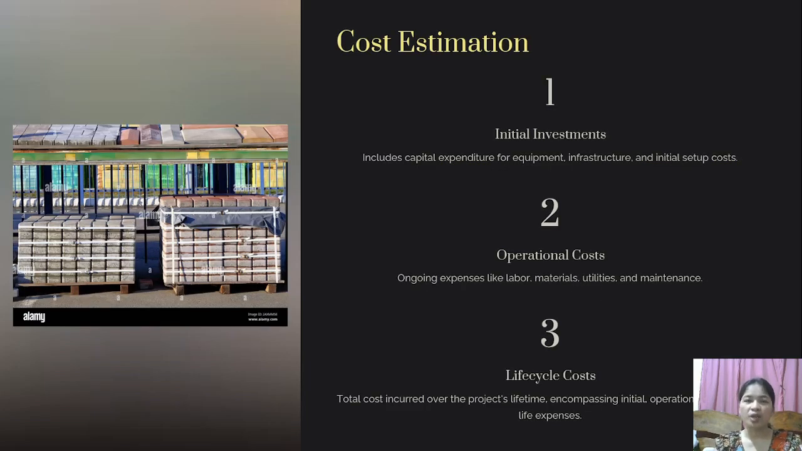The third one is cost estimation. We have to estimate the total cost of the project, including the initial investment, operational costs, and life cycle costs. In this step, we have to break down the project into components, such as materials, labor, and equipment. Next, we also have to include contingency costs for unexpected expenses and also consider inflation, taxes, and financial costs.